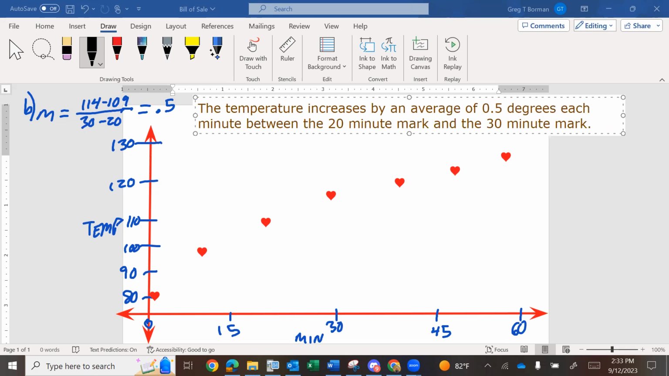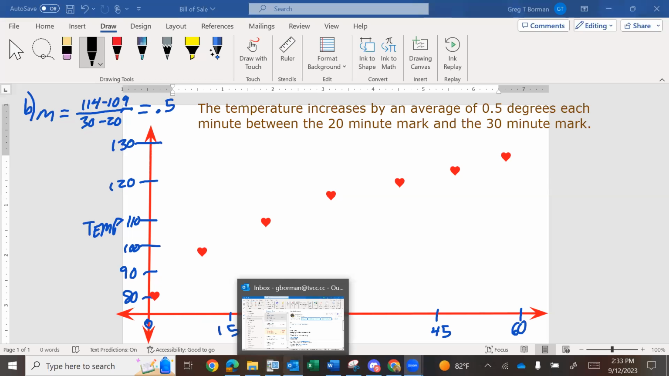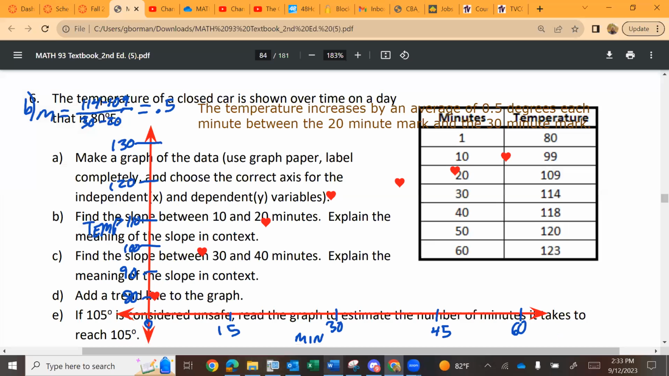Because if you go find the slope for another interval, that's probably going to be different. I mean, it might not be, but it probably will be. So that is what we want. Now, part C is really similar, so that's kind of nice. Part C says do the same thing, but from the 30 to the 40-minute mark.